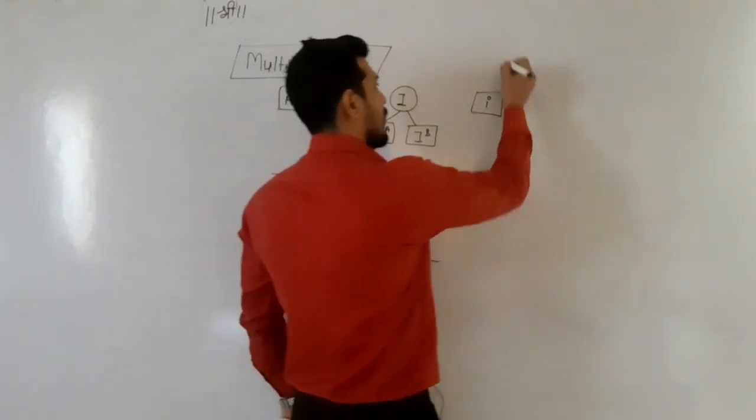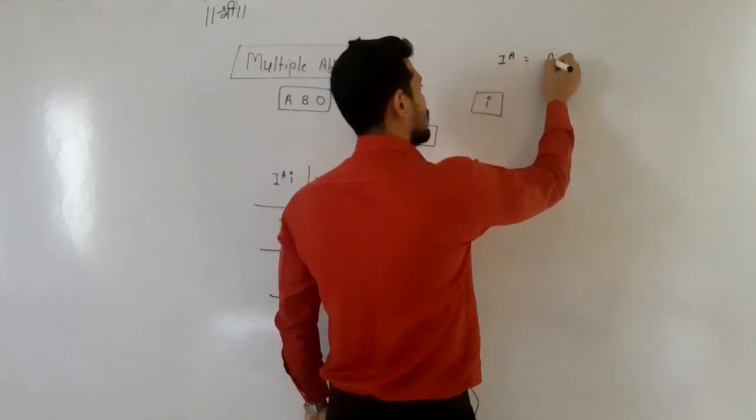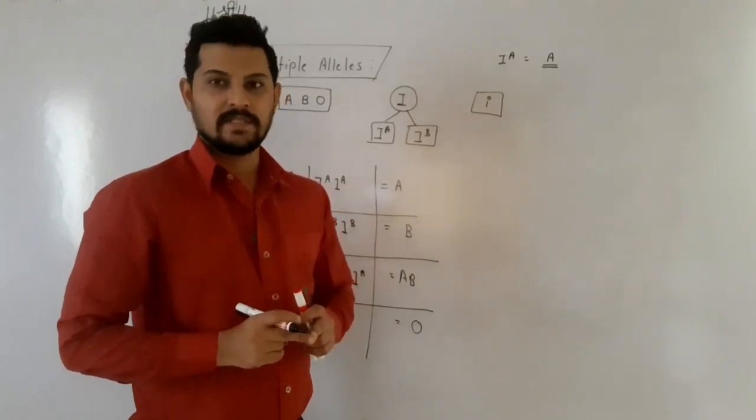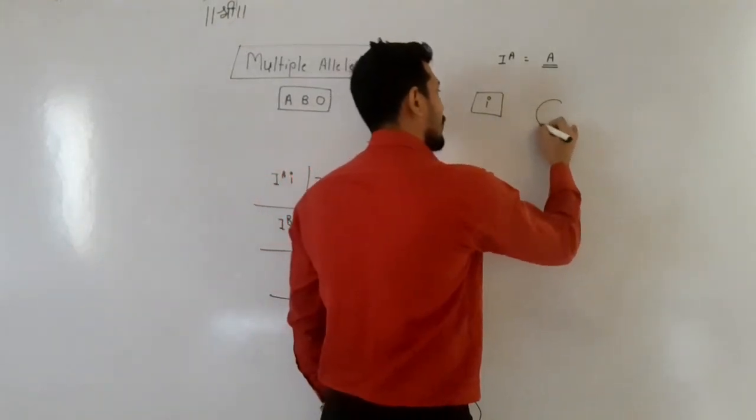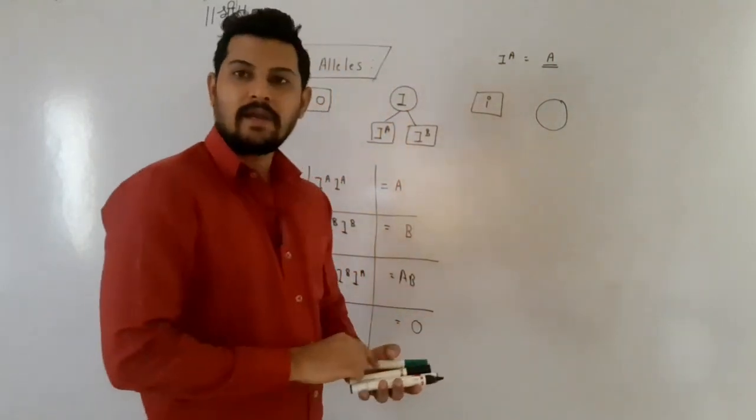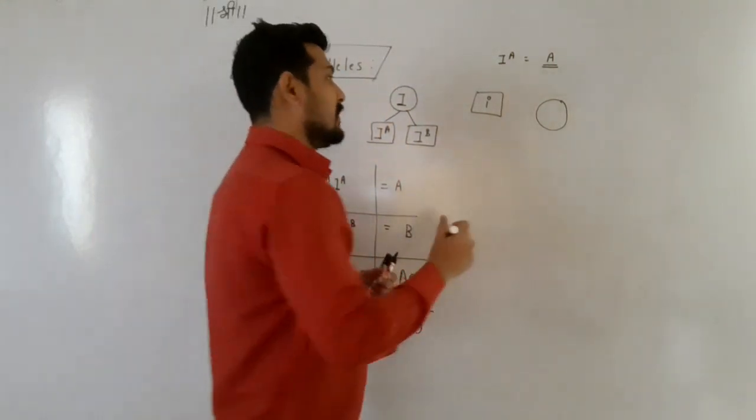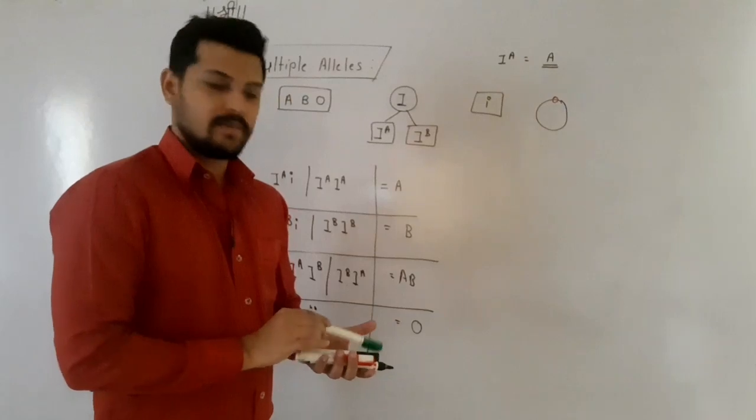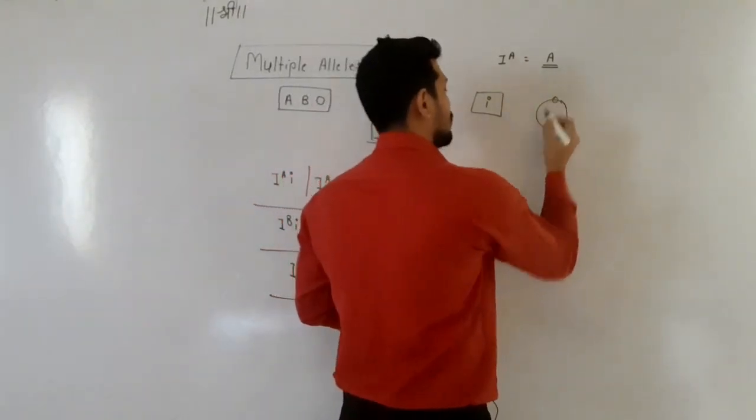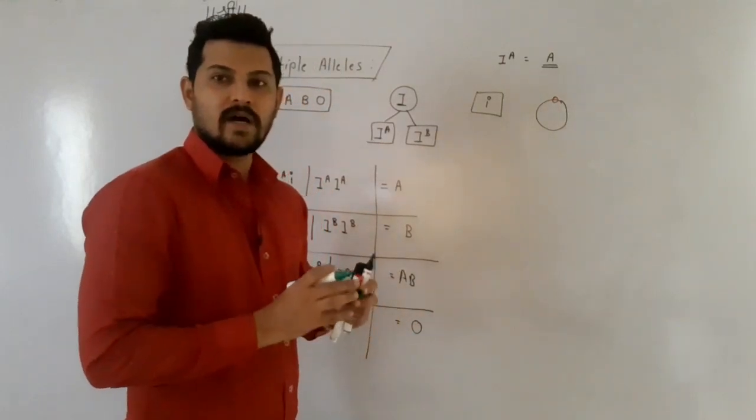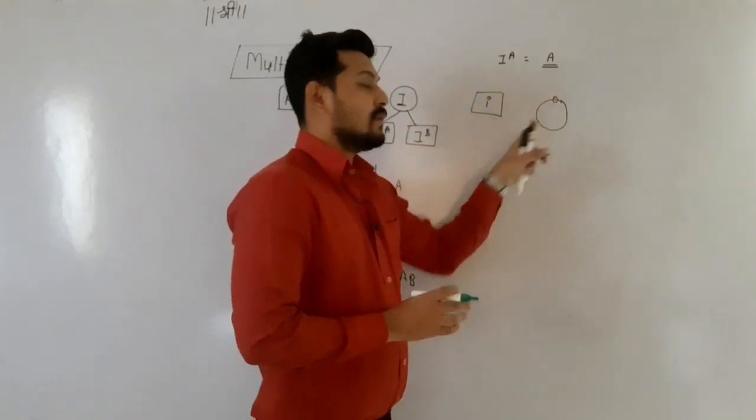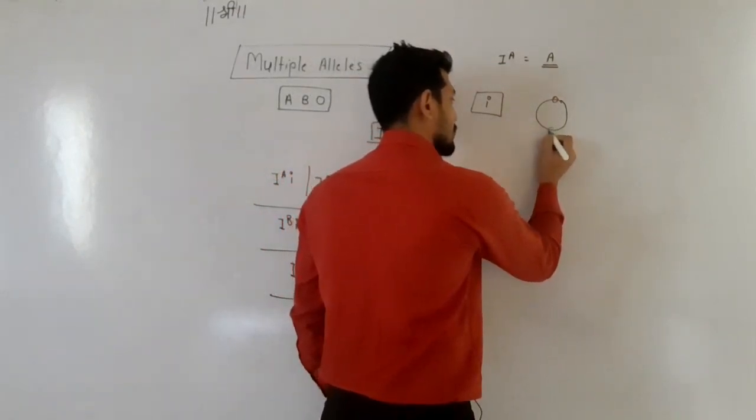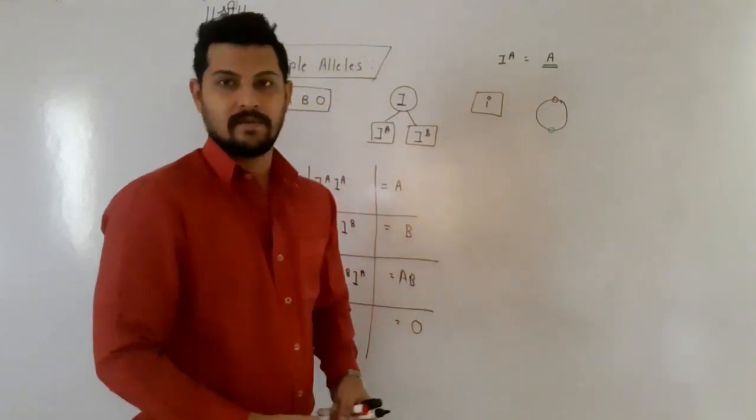The dominant allele IA is responsible for producing a carbohydrate in the membrane of the RBCs. The dominant allele IA produces the A type of carbohydrate and the dominant allele IB produces the B type of carbohydrate in the RBC's membrane. So if the A type of carbohydrate is present in the membrane of the RBC, the blood group will be A, and if the B type of carbohydrate is present, the blood group will be B.